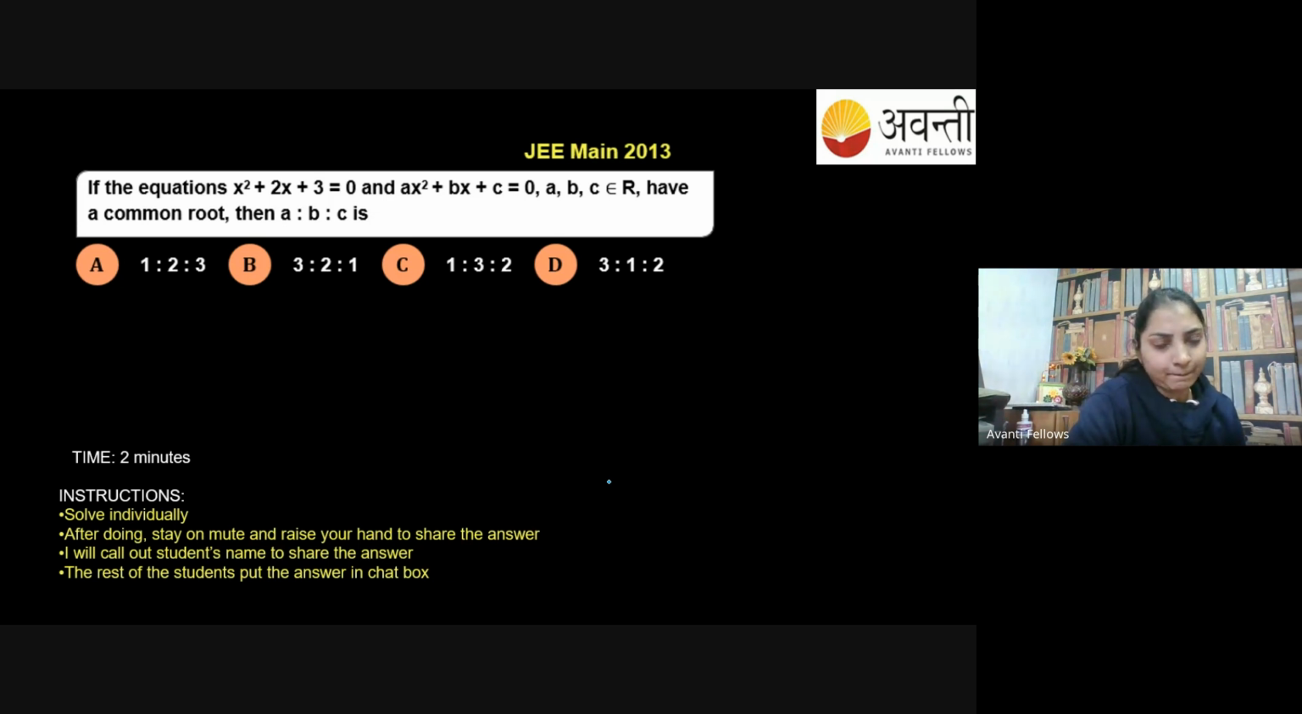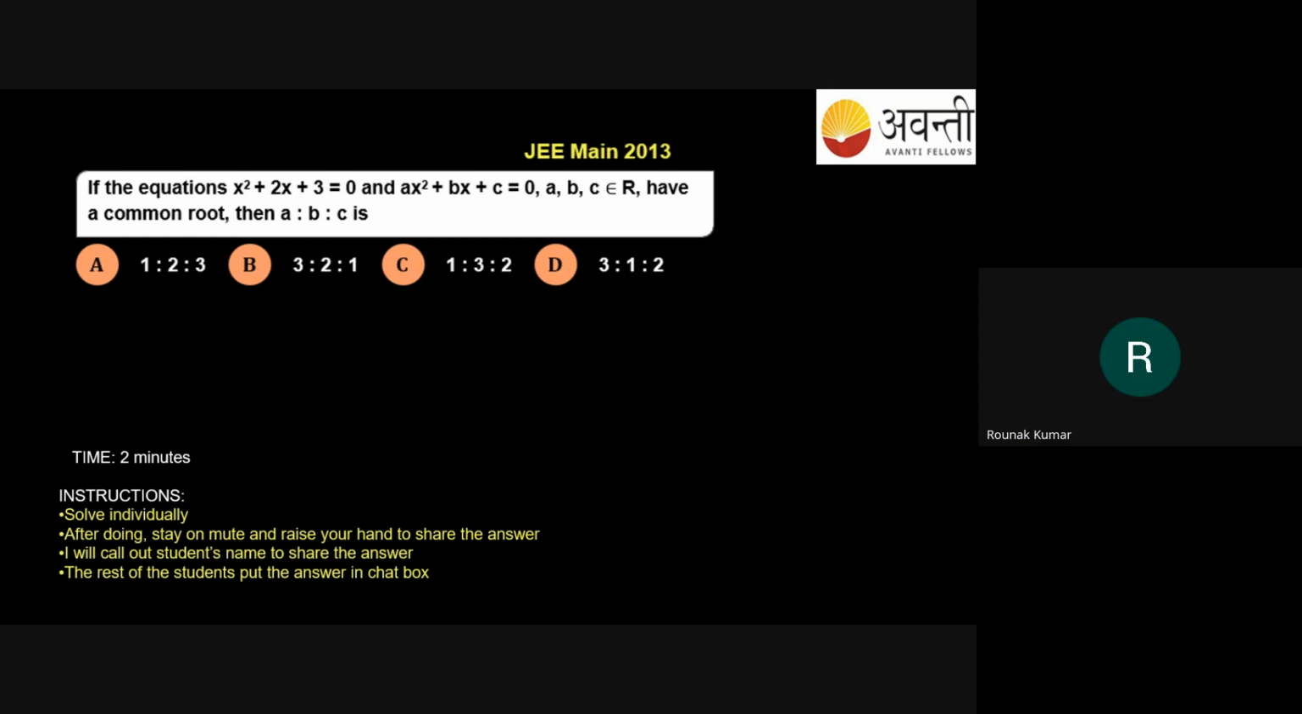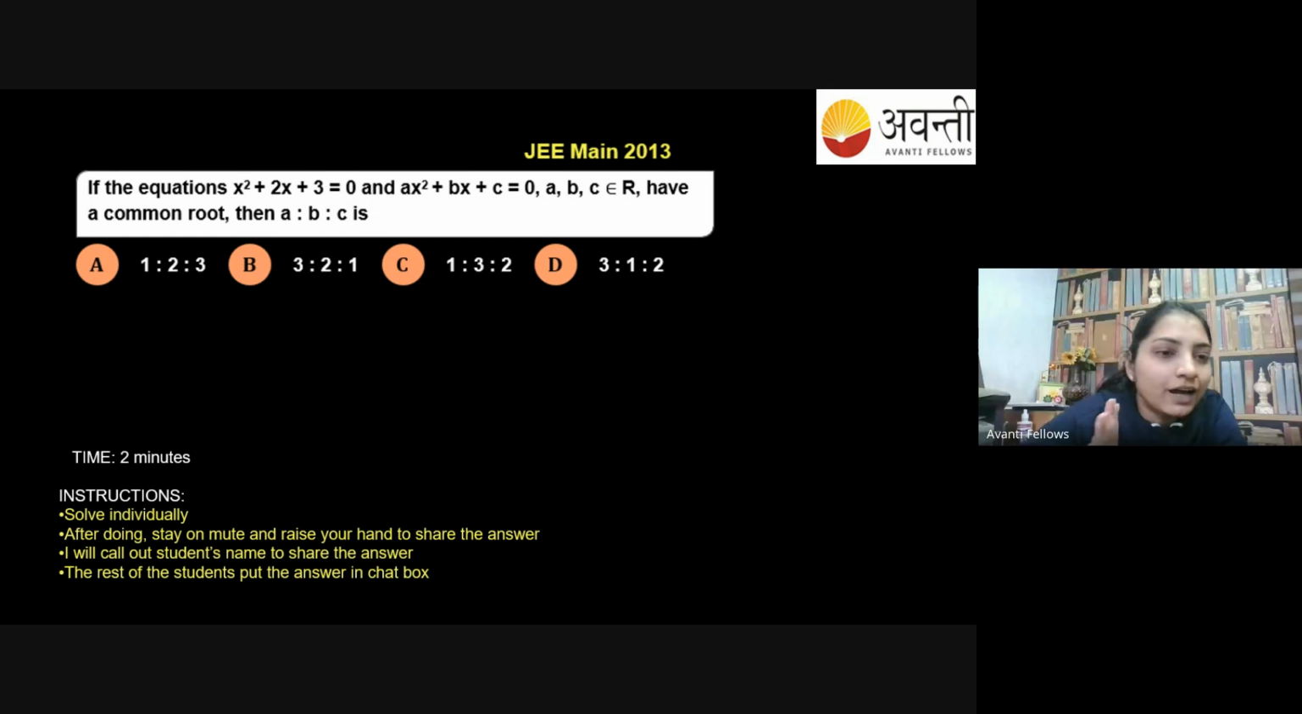Any doubt, any confusion? But ma'am, this proportionality applies when both roots are common. Actually, here's a doubt: there is a missing word, that both roots are common. The phrase must be replaced with both. Thank you.